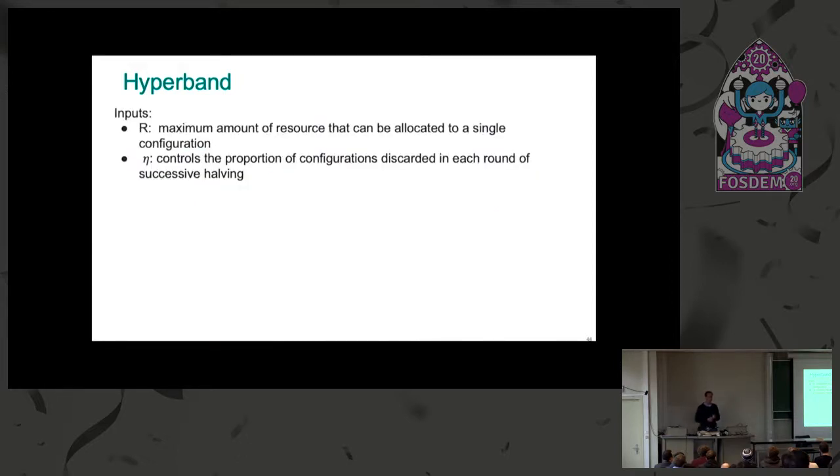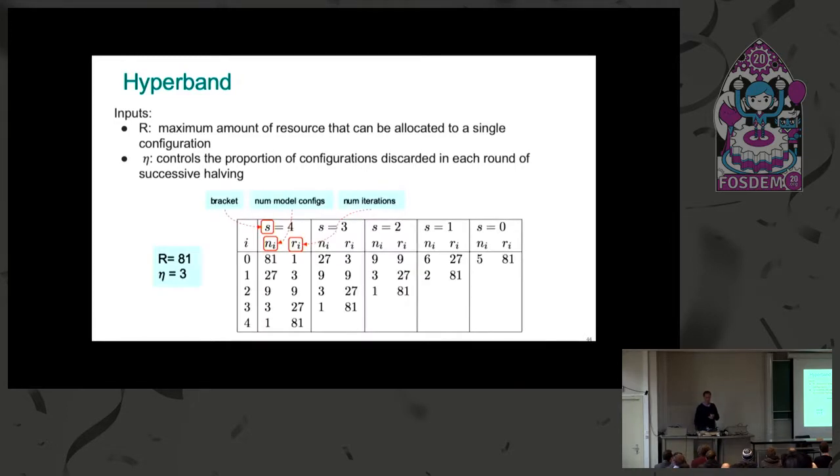So the way Hyperband works is you specify a couple of parameters, including the resources you want to use and how you want to have your data. And once you do that, it creates a schedule for you. Don't have to worry too much about how the schedule is created. There's a whole theory behind it.